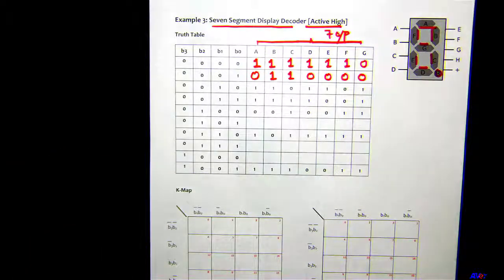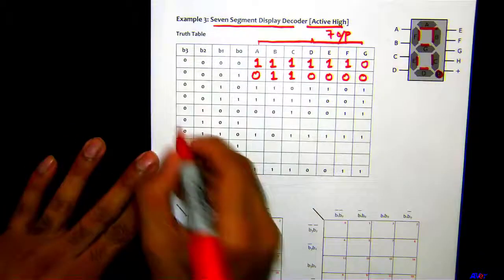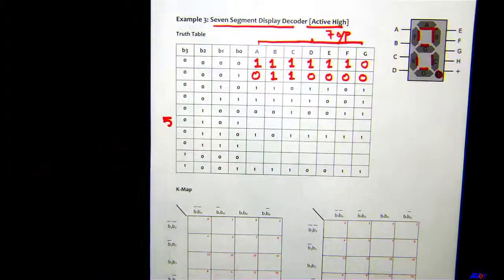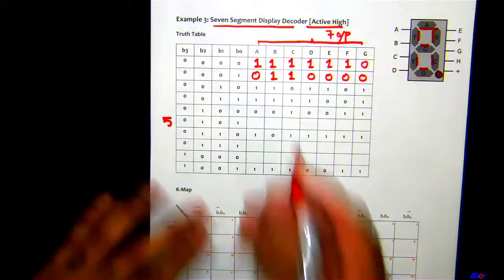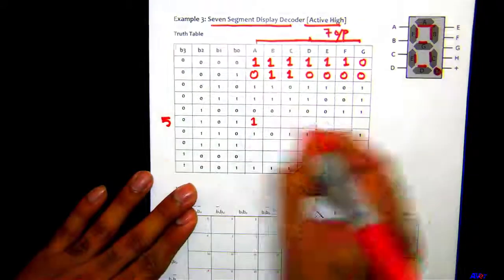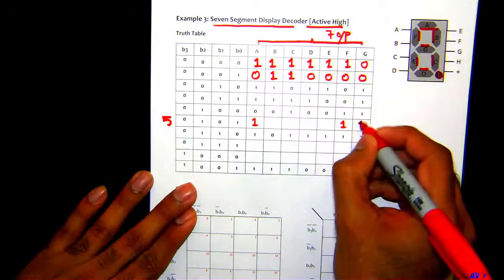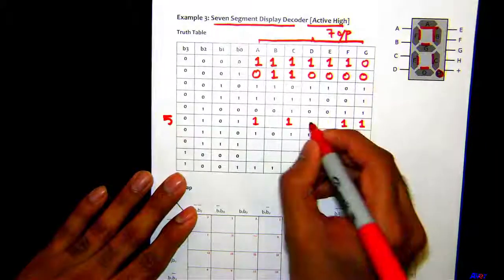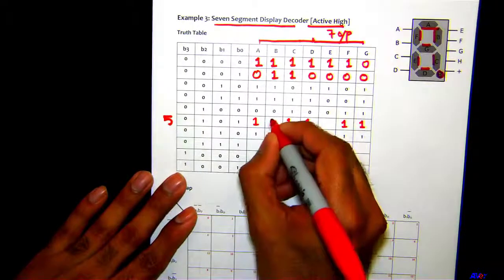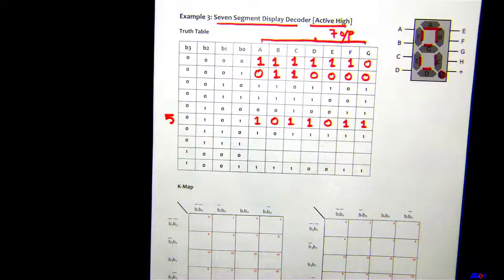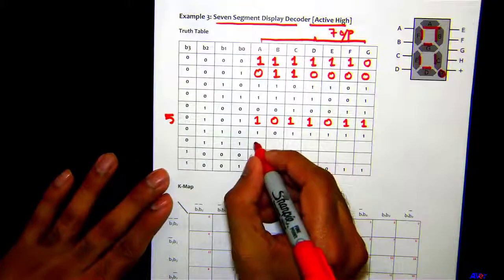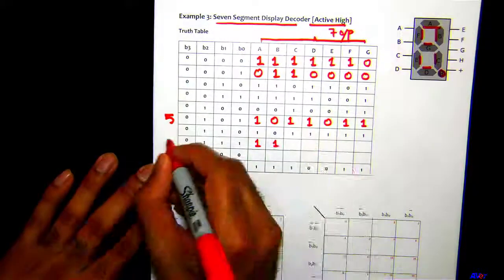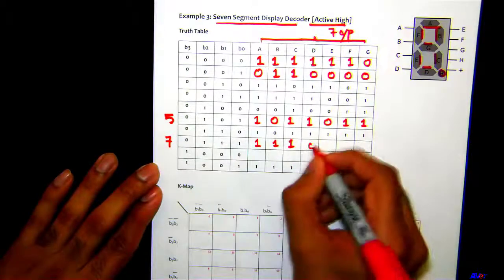I actually went ahead and pre-filled some of the combinations so we can spend more time on the examples. 0, 1, 0, 1 makes a code of 5. So what segments need to be turned on for 5? F, G, C, and D also. What about 7? A, B, C, 1, rest of them are zeros.